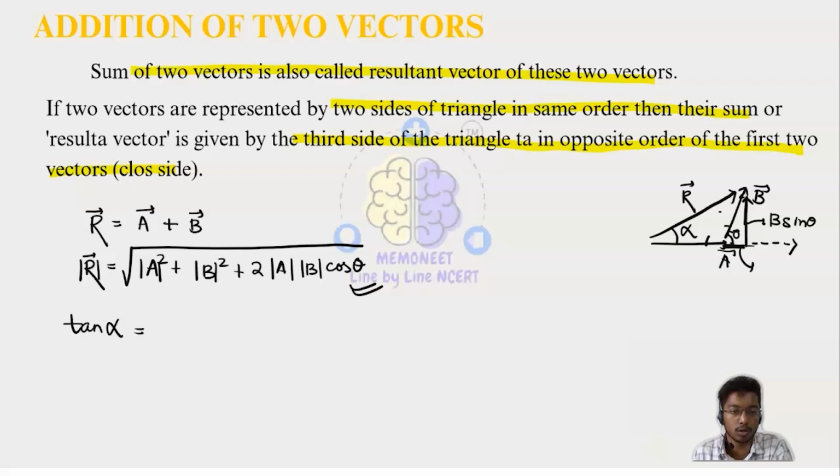And this part will be b cos theta. So tan alpha we can write as perpendicular upon base, so b sin theta upon a plus b cos theta. This is how we can find the angle between the resultant and one of the vectors.